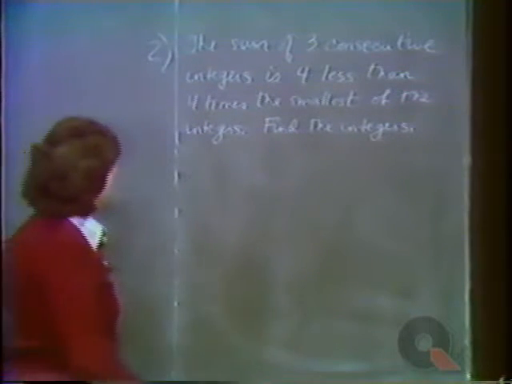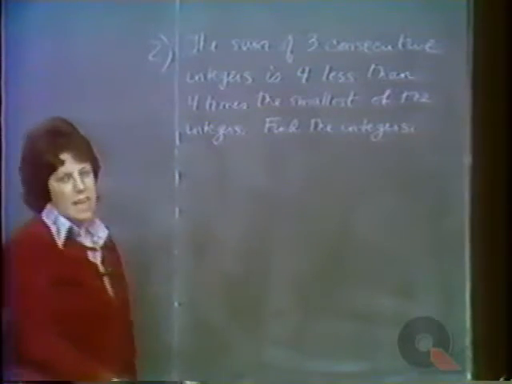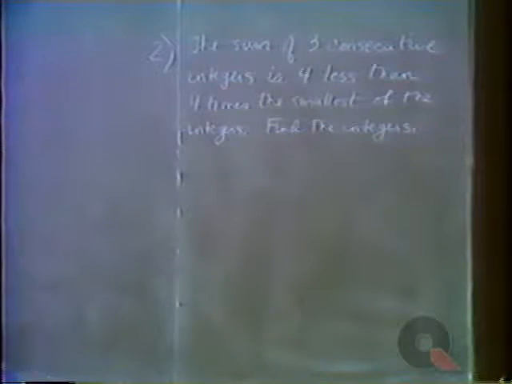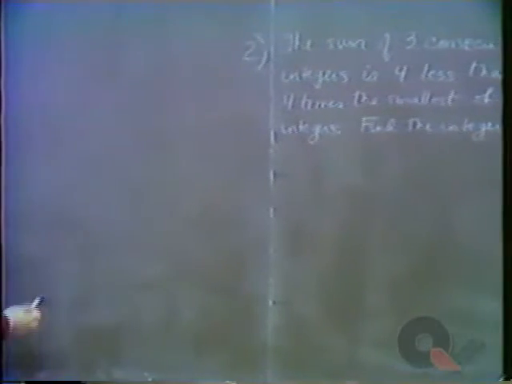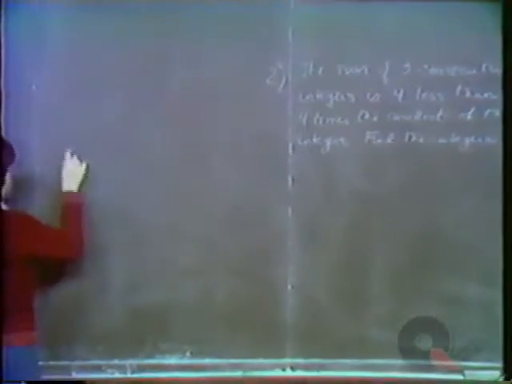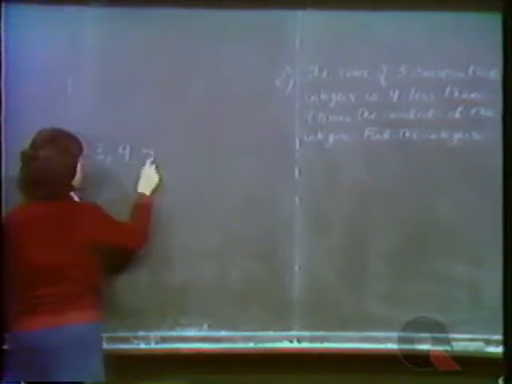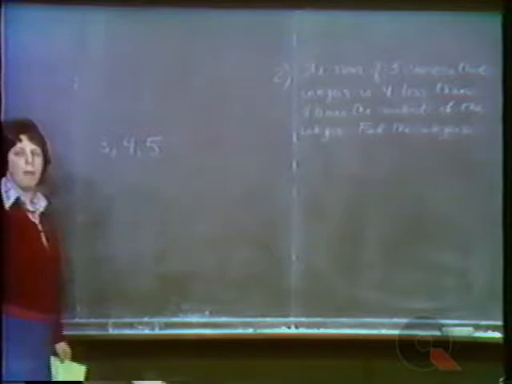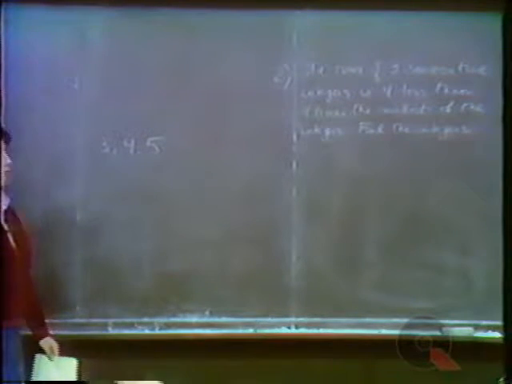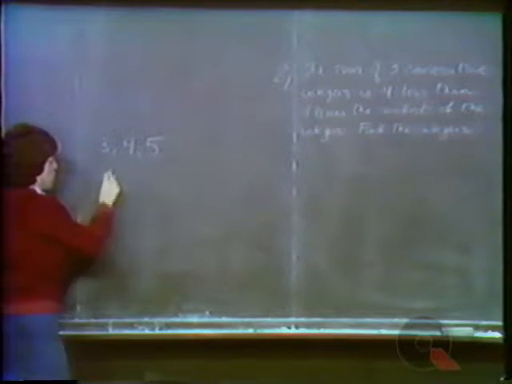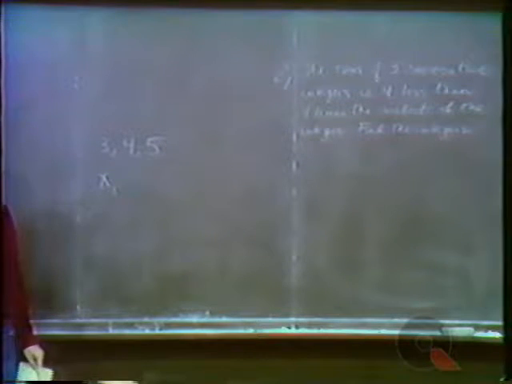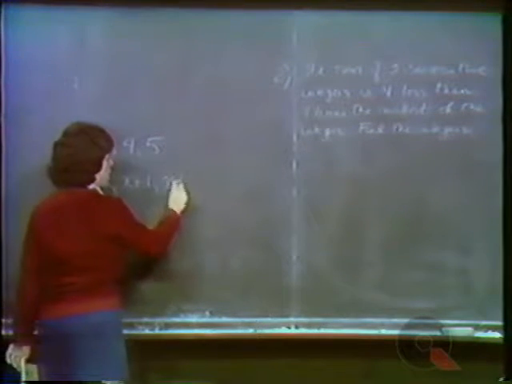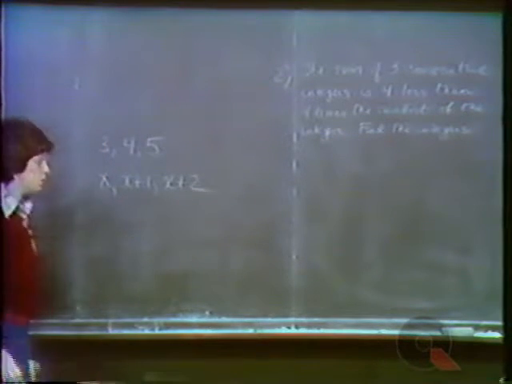Okay, now the problem is talking about 3 consecutive integers. When I'm talking about consecutive integers, I mean something like 3, 4, 5. These are consecutive integers. Notice that they go up by 1. So if, for example, I were to let x represent the first of the consecutive integers, the next one would be x plus 1, and the one after that, x plus 2.